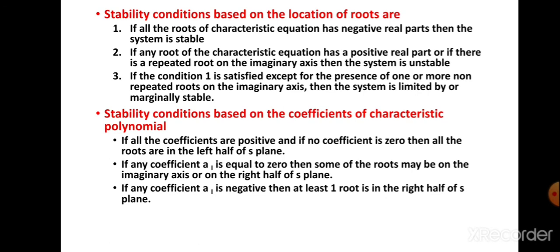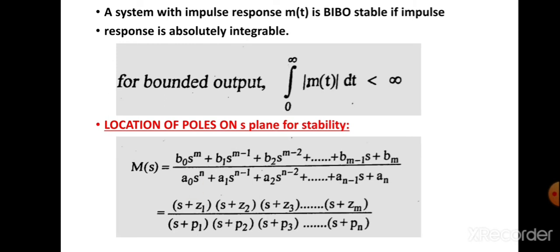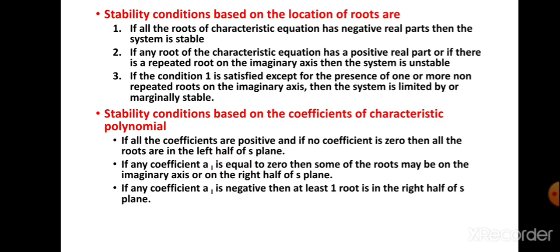And we can define the stability conditions based on the location of the roots. Suppose you are considering the terms s plus p1, s plus p2, s plus p3, s plus pn, then based on the location of the roots, the roots are s is equal to minus p1, s is equal to minus p2, s is equal to minus p3 etc. up to s is equal to minus pn. So if the roots of the characteristic equation have negative real parts, then the system is stable.